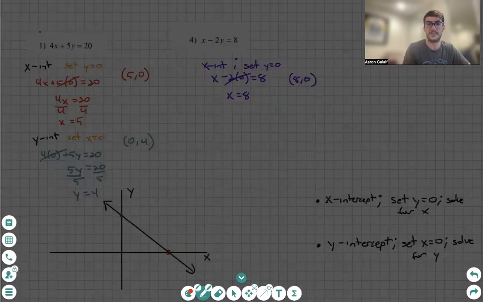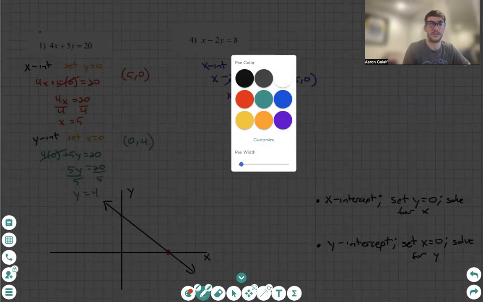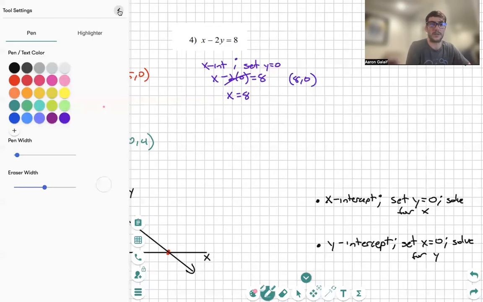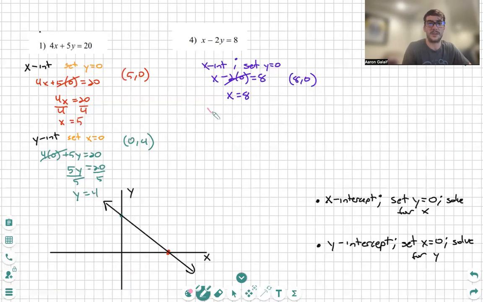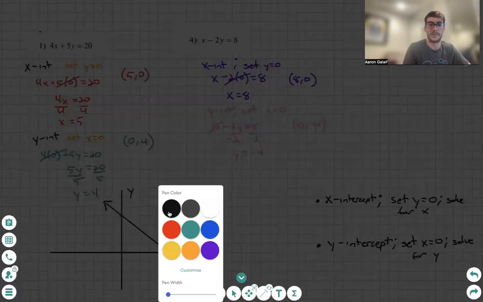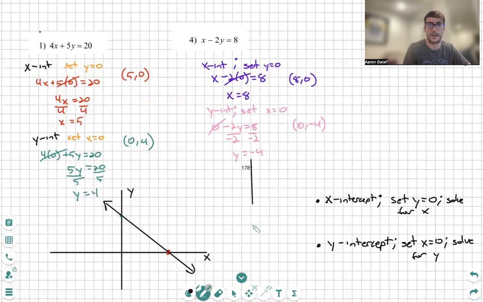Next, let's get a better color. Okay. Next, we're going to solve for the y-intercept. Set x equal to 0. 0 minus 2y equals 8. We can ignore the 0. Divide both sides by -2. y is -4, which we would rewrite as (0, -4). And then all we would do is plug those guys into our coordinate plane.